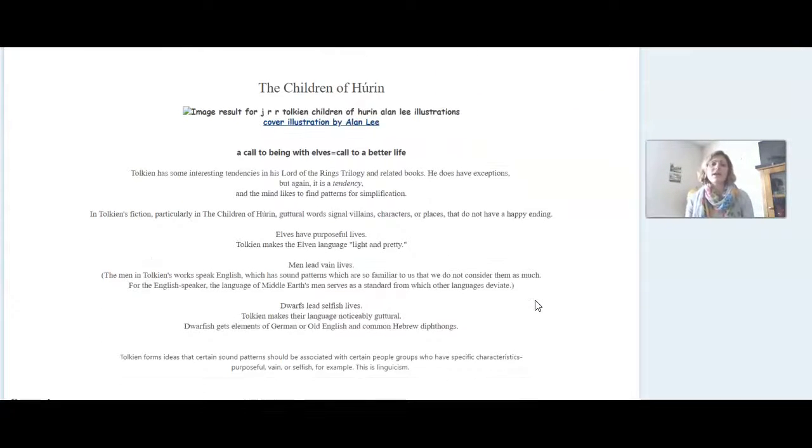And that led to a research project on the children of Hurin. So this is something that Tolkien had been making and writing while he was still a soldier in World War I. Very, very early. It's one of his earliest writings, but he never finishes it. His son, Christopher Tolkien, finishes it and publishes it much later.